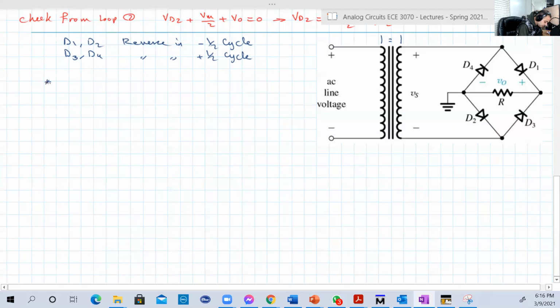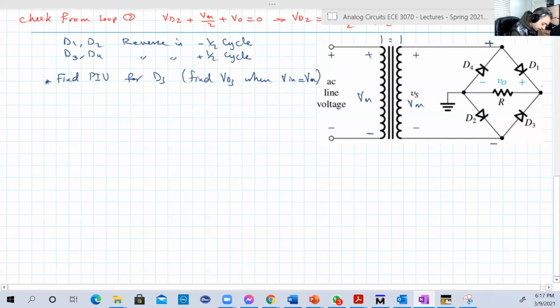So find peak inverse voltage for D3, or find VD3 when V input equal to Vmax in the positive half cycle, because D3 will be off at that time. So this is positive, this is negative in the positive half cycle when V input is equal to Vmax. This is 1 to 1. So again, here we have Vmax. This is positive, this is negative. Okay.